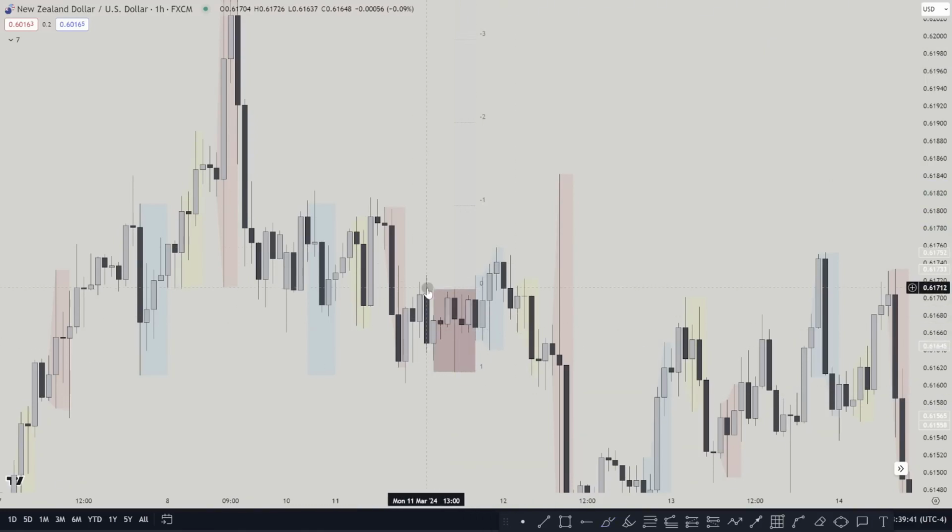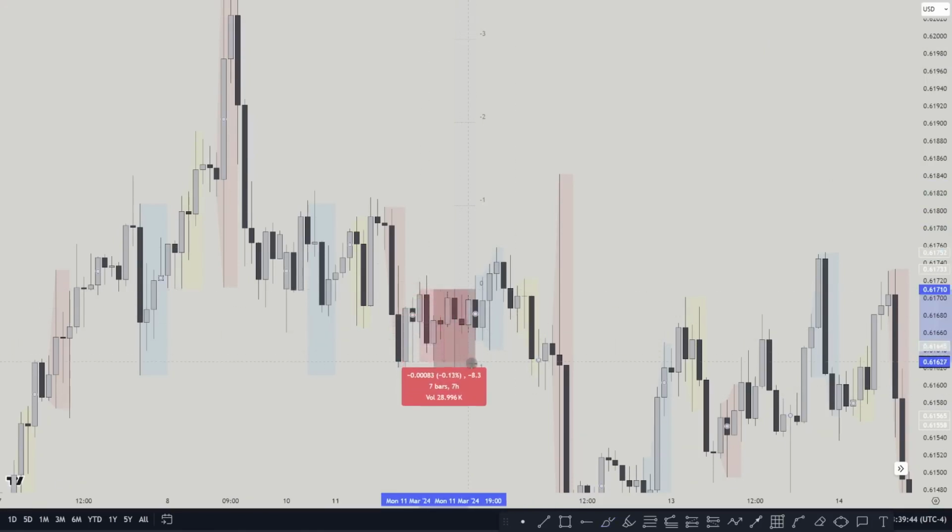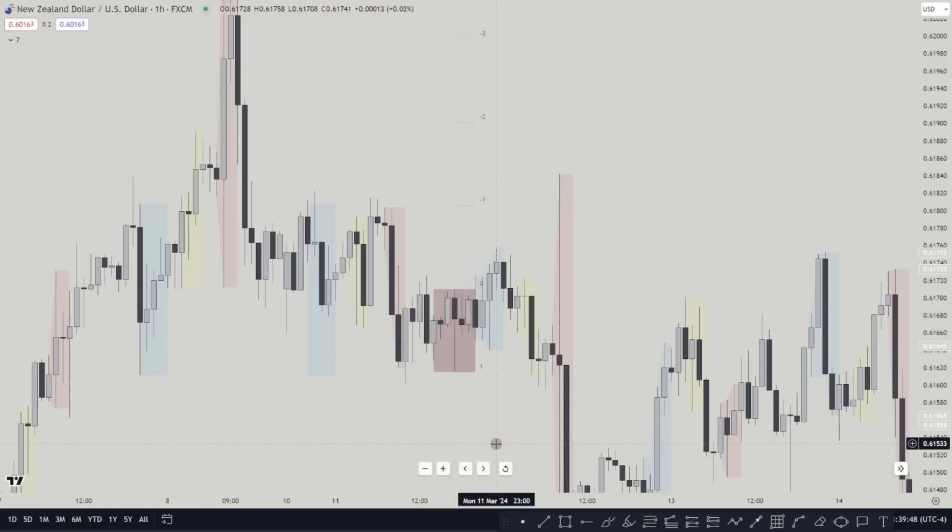Now, before that, let's look at this CBDR range here. How many pips is it? It's about 10 pips, right? So as long as it's below 25 or 30 pips, not more than 35 pips, it's good because we want a consolidation CBDR, not a trending one. If it's trending, it's not really going to work.